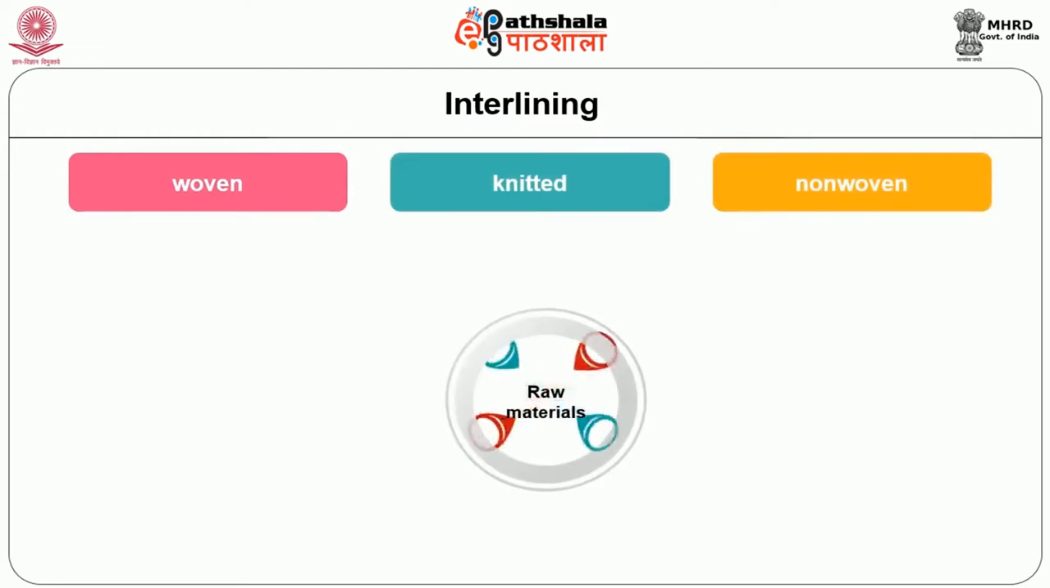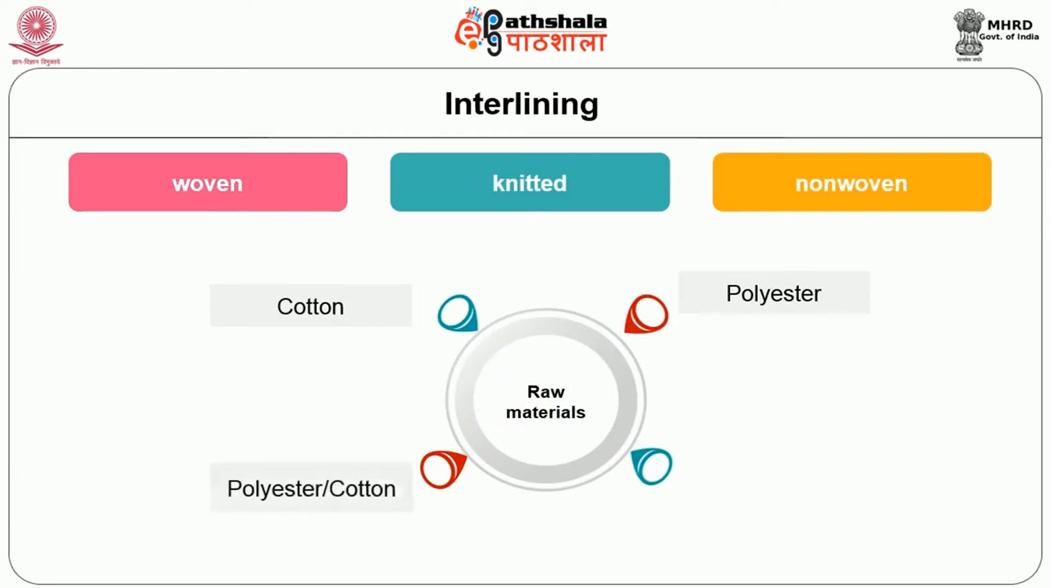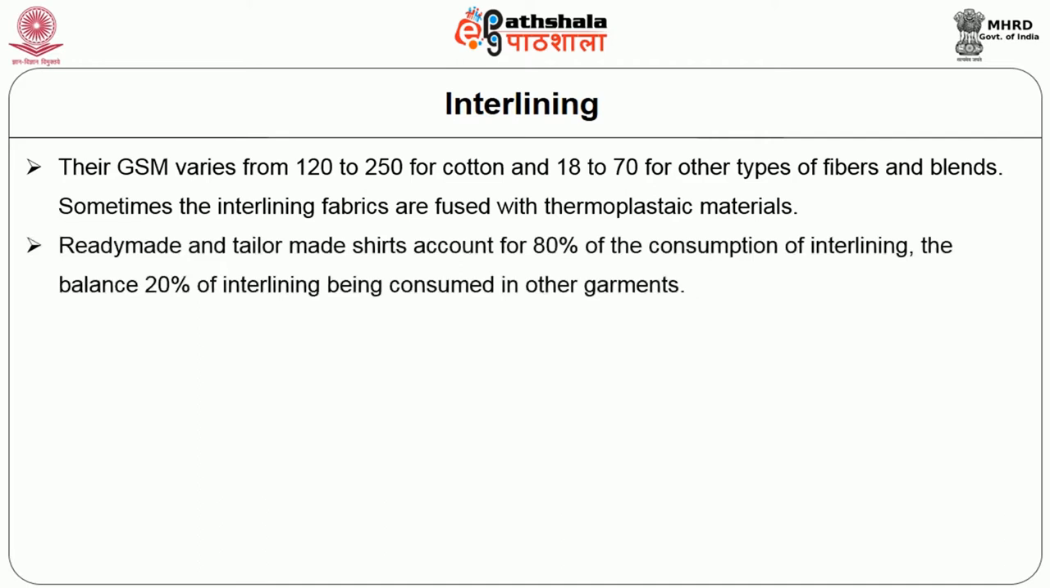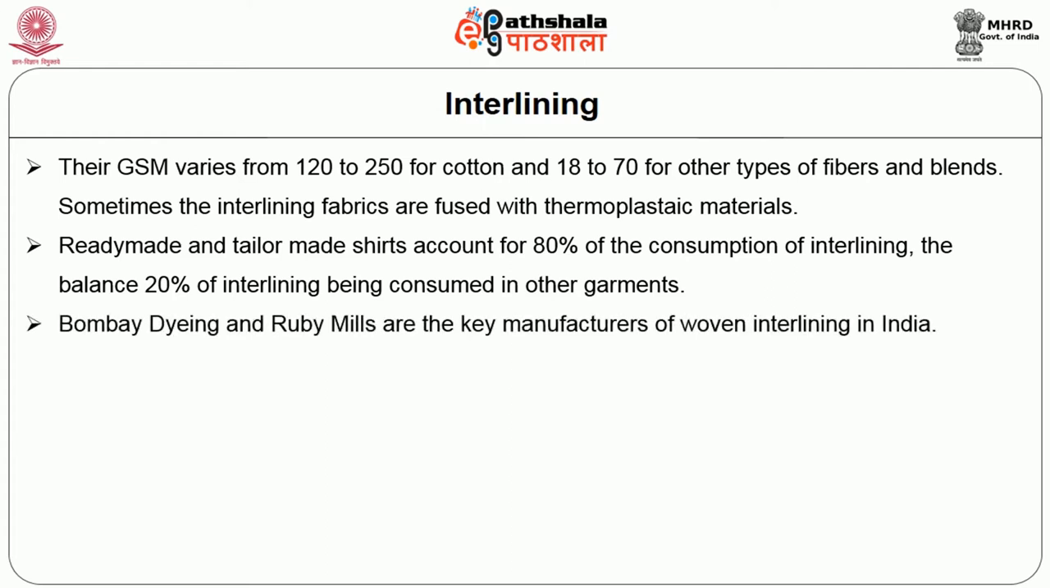The major raw materials used are cotton, polyester, polyester cotton or polyester viscose as a whole fabric or as a blend. Their GSM varies from 120 to 250 for cotton and 18 to 70 for other types of fibers and blends. Sometimes the interlining fabrics are fused with thermoplastic material. Ready-made and tailor-made shirts account for 80% of consumption of interlining. The balance 20% of interlining being consumed in other garments. Bombay Dyeing and Ruby Mills are the key manufacturers of woven interlining in India.